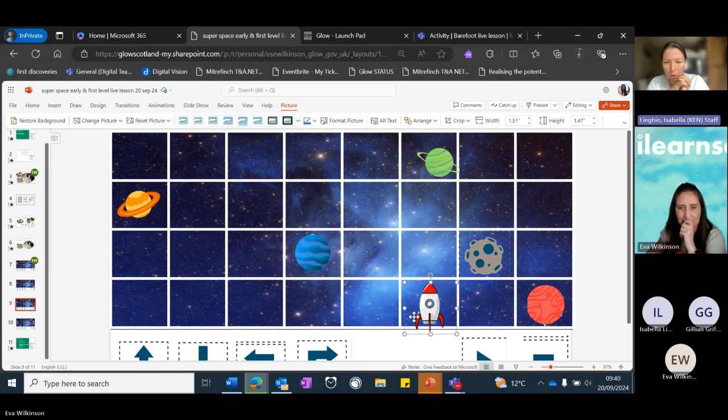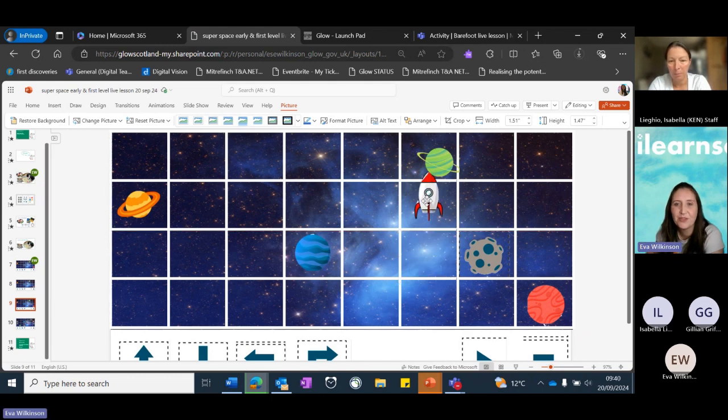So there we go. From here, I wonder, can anyone work out what do I need to do next? I'll give you a minute to talk about that in your classes. What do we need to do with the rocket next to get it to the green planet? How many steps do we think it needs to be? Okay, I think, Eva, I'm going to go for 1, 2, 3. Can we try 3 forward steps? Okay, let's try. 1, 2, and 3. Fabulous. So we managed to avoid the asteroid.